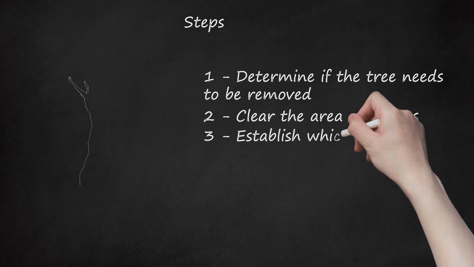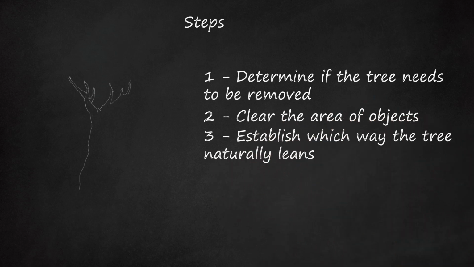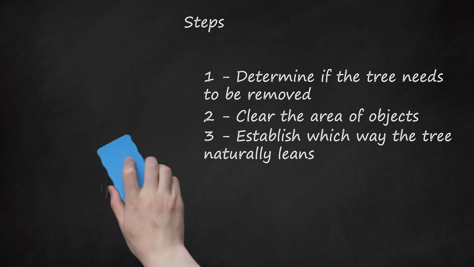3. Establish which way the tree naturally leans. Take a step back so you can see the entire tree and the surroundings. A tree will be much easier to remove if you can fell it the way it's organically angled. It's possible to fell a tree in any direction though.